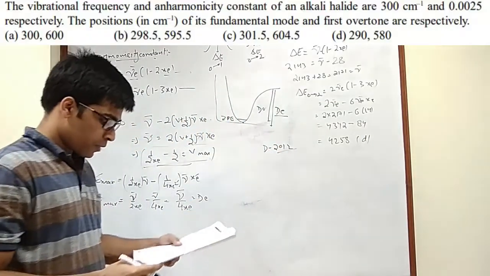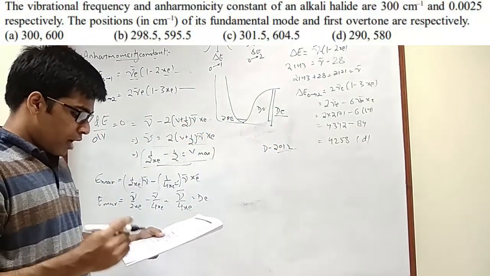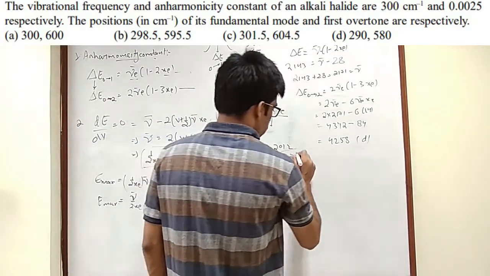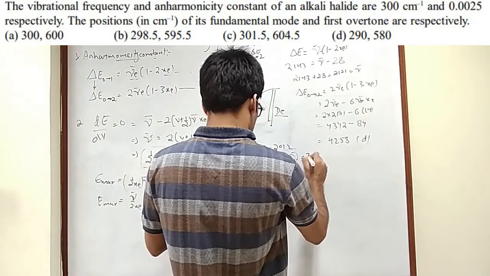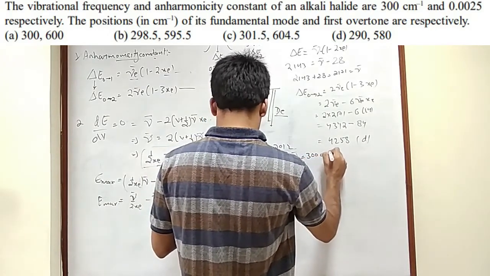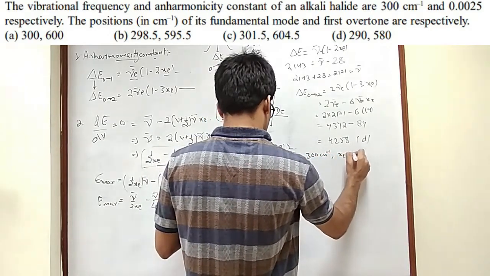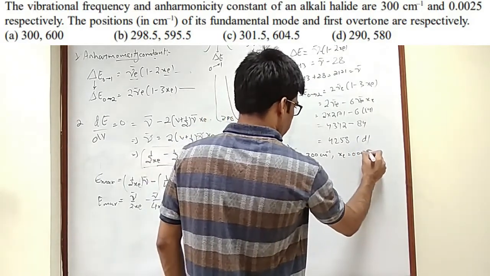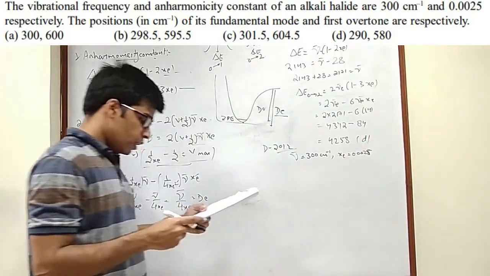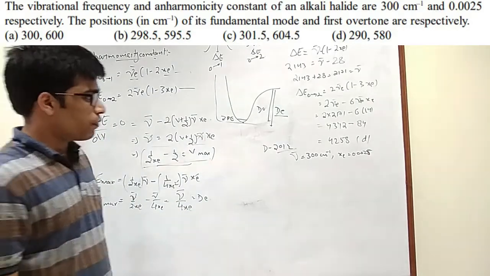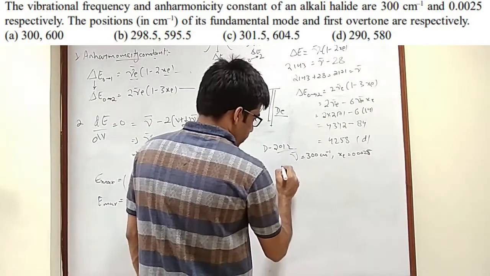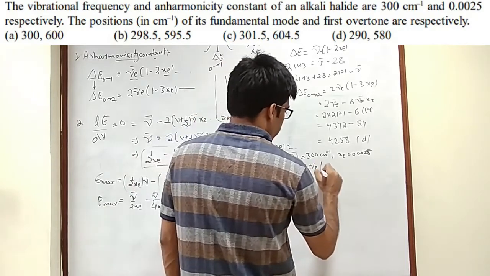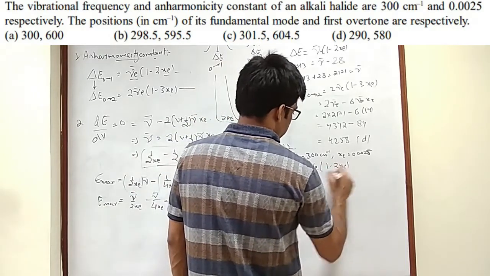And the question says, the vibrational frequency and anharmonicity constant of an alkali halide. So that means they have given you ν̄ to be 300 and xe to be 0.0025. Now they're saying the position of the fundamental and the first overtone. So that means you need 0 to 1, which is ν̄e(1 − 2xe).